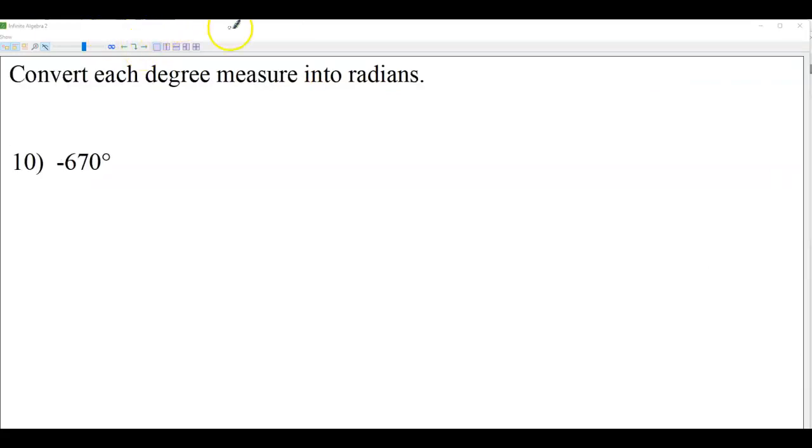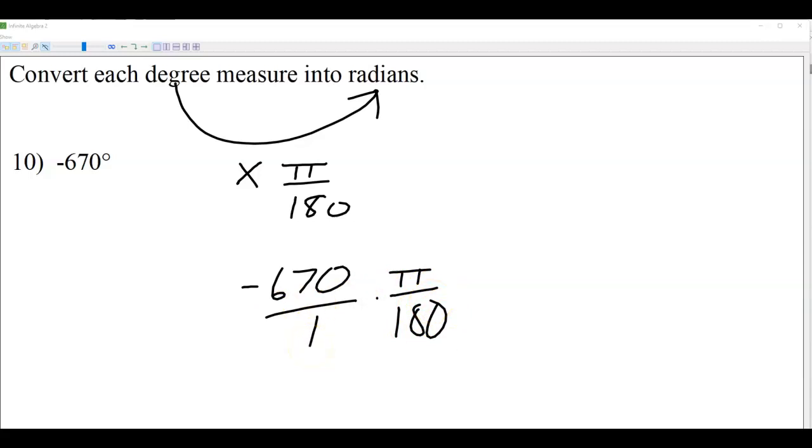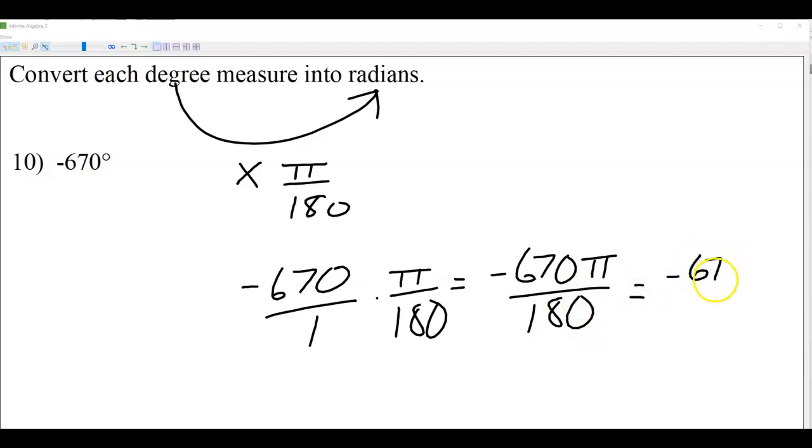So this one says convert each degree measure into radians. Whenever you're converting degrees into radians, you're going to multiply by pi over 180. So I'm going to take negative 670, and I'm going to multiply that by pi over 180. Think of this as over 1, and we end up with negative 670 pi over 180. We do need to reduce, though, if possible. Since they both end in a 0, I can divide both the top and the bottom by 10 and get negative 67 pi over 18.